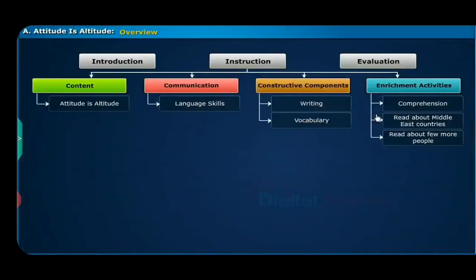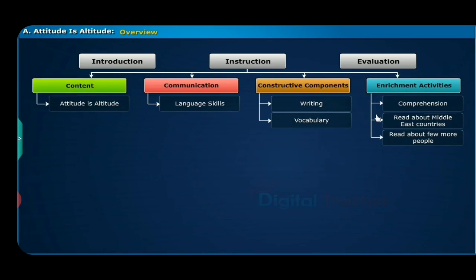Overview. Let us have a look at the overview. The overview slide consists of 3 sections, namely Introduction, Instruction, and Evaluation. The Introduction section is meant to motivate the student to learn the lesson. The Instruction section divides the contents of the lesson into 4 subsections. They are Content, Communication, Constructive Components, and Enrichment Activities. The lesson is covered under Content.